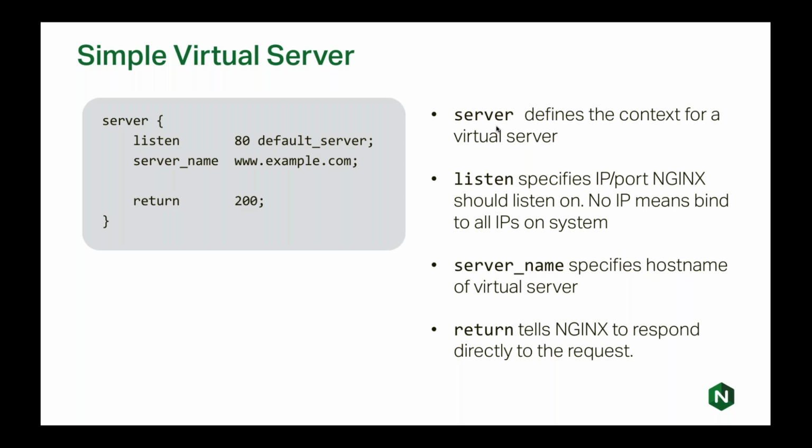The first important directive within the virtual server is the listen directive, and that specifies the IP and port nginx should listen on. If you see here, I haven't actually specified the IP address, and so what that means is that nginx is going to listen to all IP addresses that the underlying Linux operating system is listening to. So we're going to bind on all those IP addresses. If you want to bind on a specific IP address, you would just list the IP address there in IP:port format.